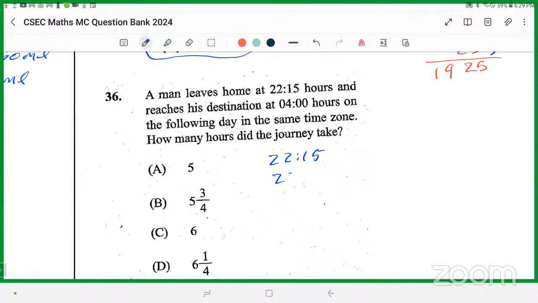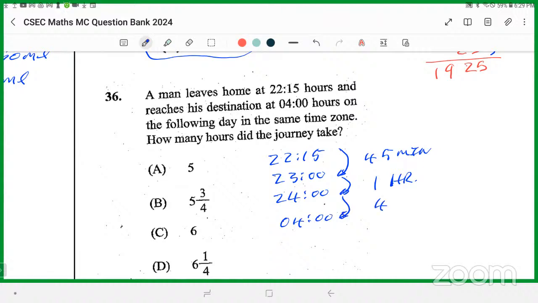22:15 up to 23 hours. That is how much time? 45 minutes, which is 3/4 hours, right? Then from 23 hours to 24 hours, that's another 1 hour. Then from 24 hours to 04 hours the next day, that's an additional 4 hours. So the journey takes 5 3/4 hours.